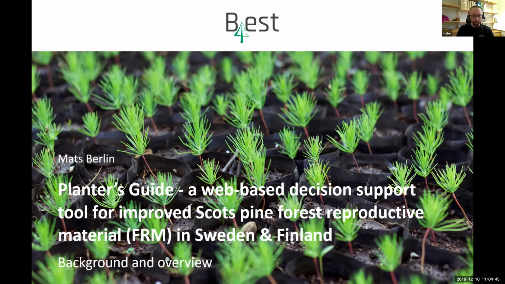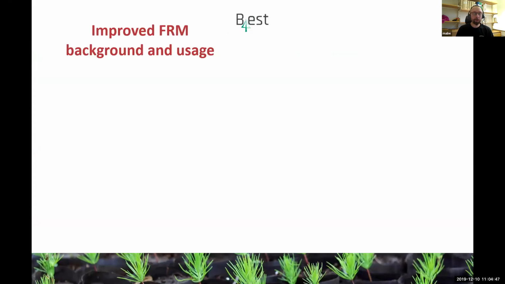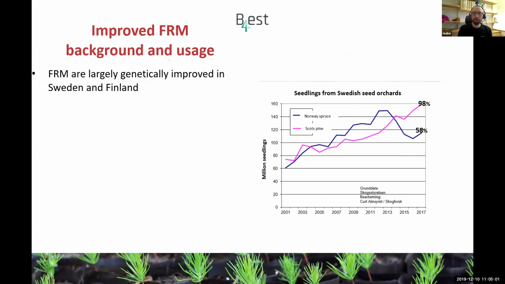So first of all, I would like to introduce to you a background about how we use improved forest reproductive material in the Scandinavian countries. The first thing to know is that a large part of the forest reproductive material actually used out in forestry in both Sweden and Finland is genetically improved.